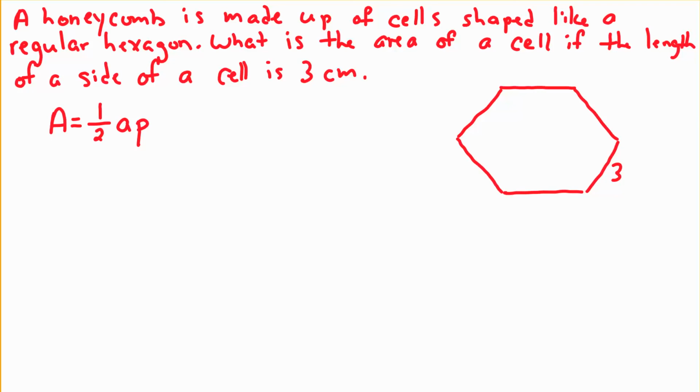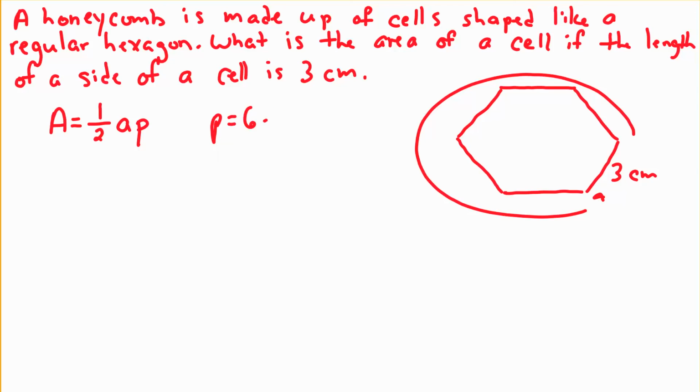Right? The perimeter of the cell will be, there are 6 sides. Each of them is 3 centimeters. So the perimeter, the distance around, is going to be 6 sides times 3 centimeters each, or 18 centimeters. The trick here is going to be finding the apothem. And here's how we're going to do it.